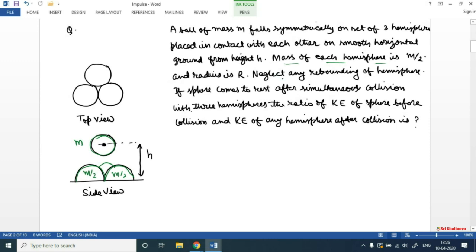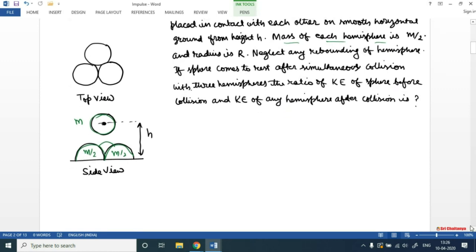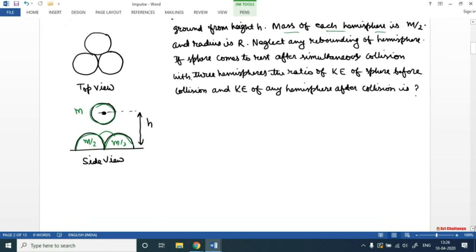Neglect any rebounding of the hemispheres, and the sphere comes to rest after simultaneous collision with the three hemispheres. We have to find the ratio of the kinetic energy of the sphere before collision and the kinetic energy of any hemisphere after collision. In this situation we are going to use the impulse-momentum theorem. So let's try to draw the diagram.